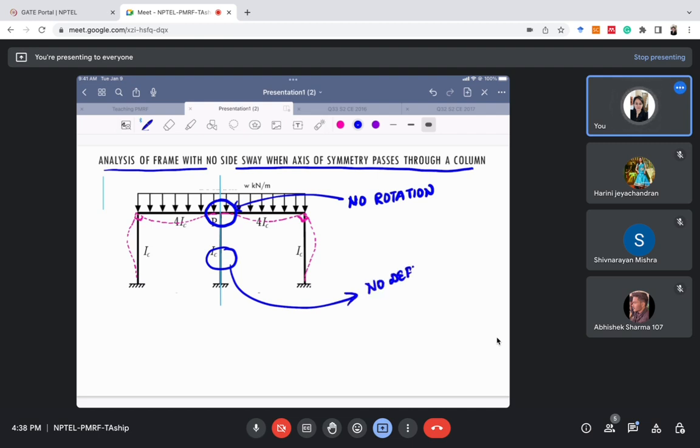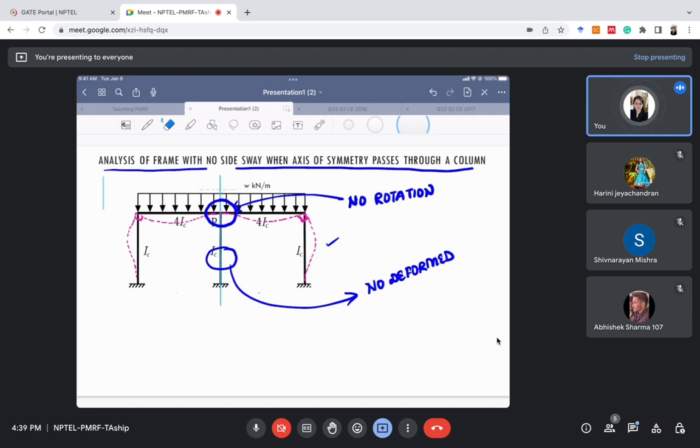If you see the deformed shape, you can see that the other columns are deforming, but because of the symmetric loading and symmetric geometry, this center column will not deform. Why is it not deforming? Because there is no rotation in this joint P. Okay, so this is a special case. It happens whenever there is a symmetric loading, the frame is symmetric, and the axis of symmetry passes through the center column.